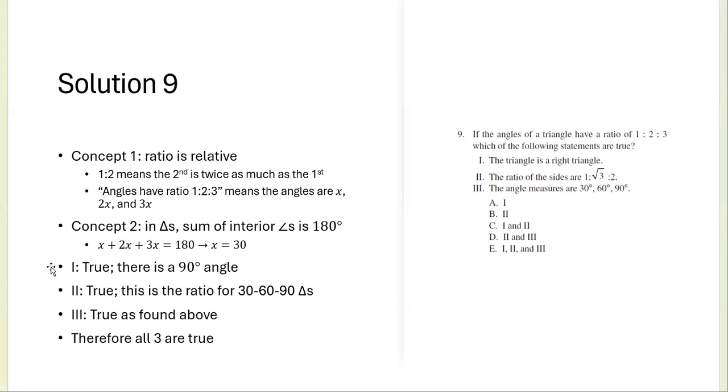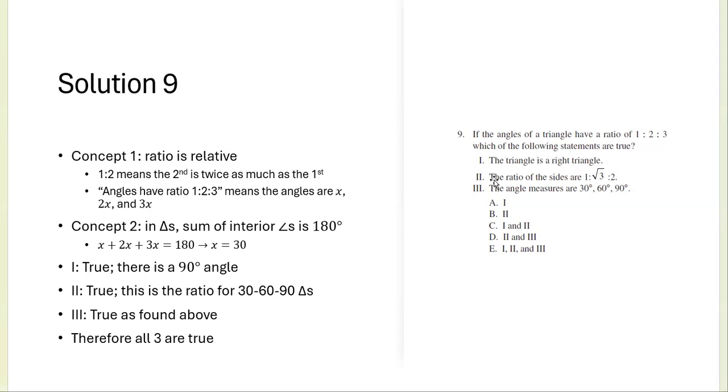Okay, so let's look at the choices. The triangle is a right triangle, is that right? It is because x is 30. So the second angle is 60. The third angle is 90. So 90 means right triangle. Okay. So we're good there.